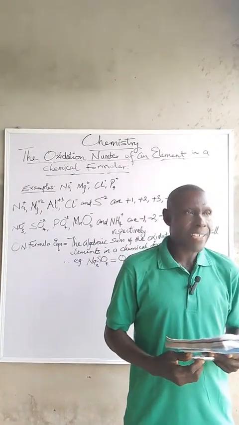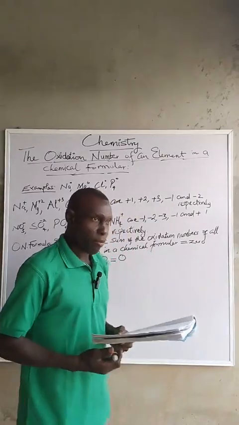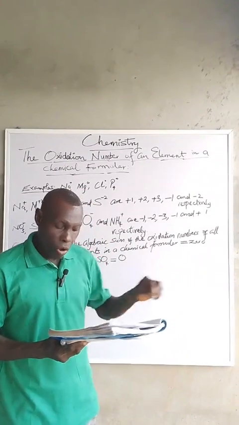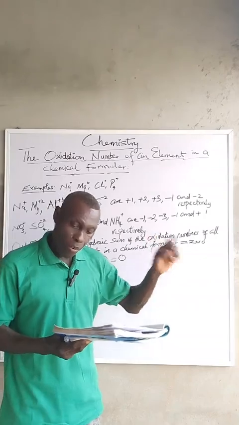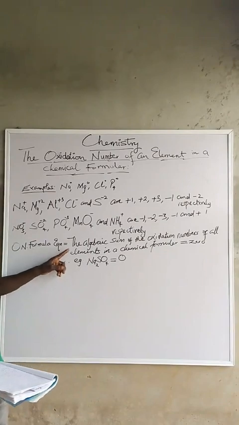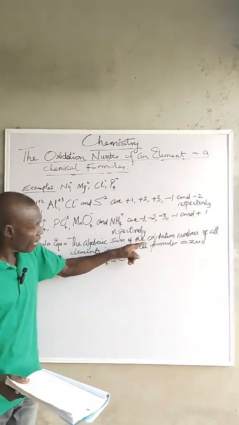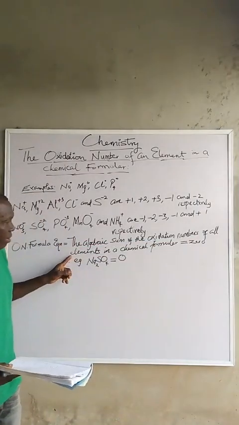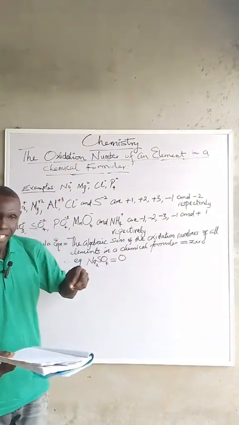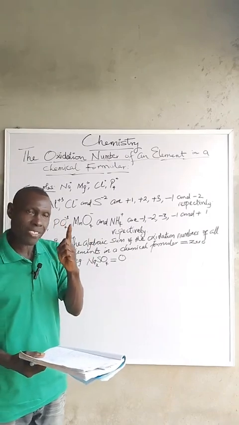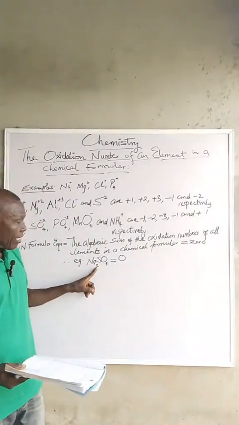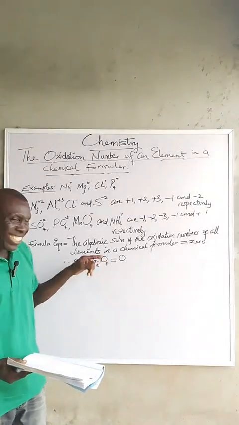Now, oxidation number has a formula. Look at it here. The algebraic sum of the oxidation numbers of all the elements in a chemical formula is 0. ON formula equation is equal to the algebraic sum of the oxidation numbers of all the elements in a chemical formula is equal to 0. It's from this formula you can determine the ON of a particular substance or a particular element in a given compound. If, for example, now this is called disodium tetraoxosulfate 6.